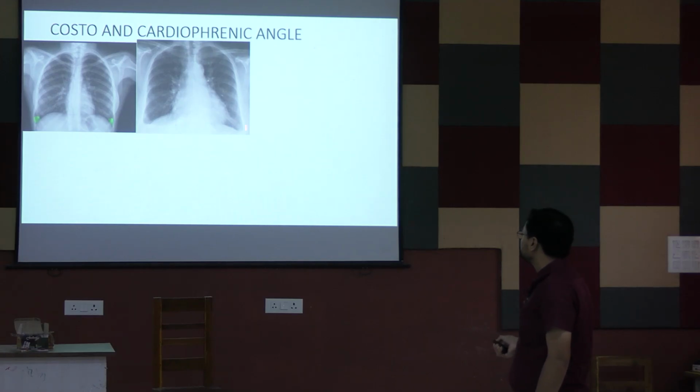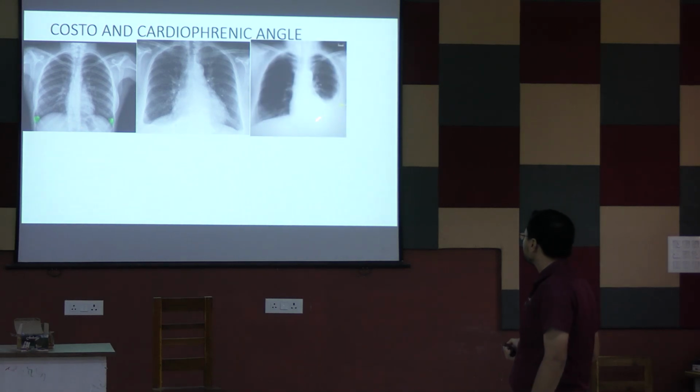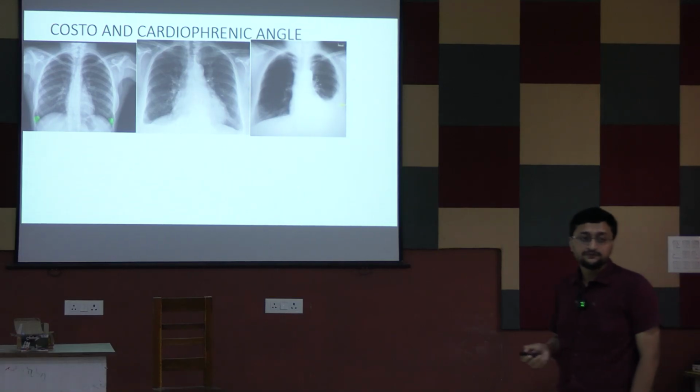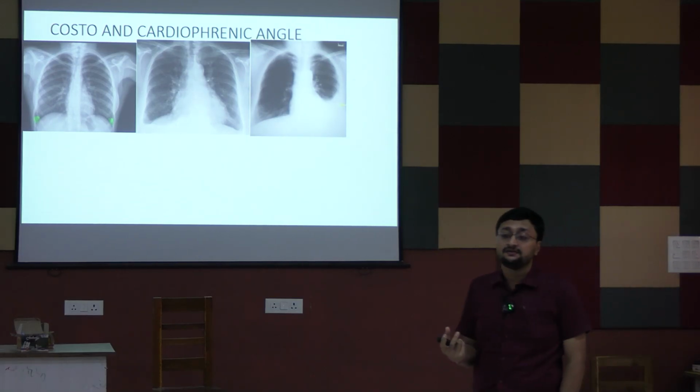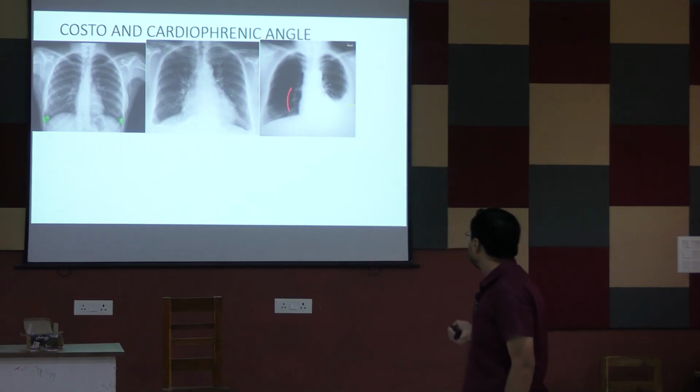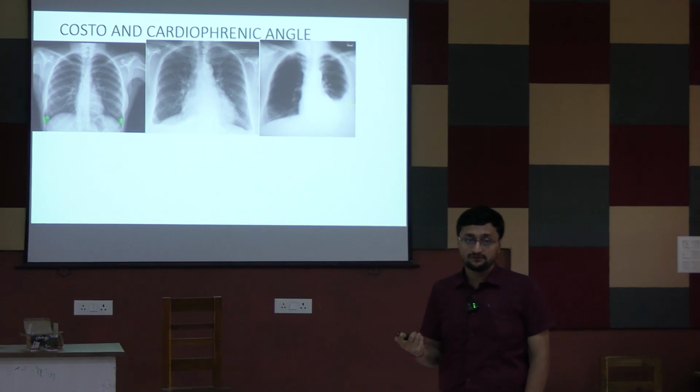So these are the blunting of CP angles, right? So this is bilateral pleural effusion. So how do you describe pleural effusion in an X-ray? Someone tell me, describe this X-ray a little. How will you describe it?